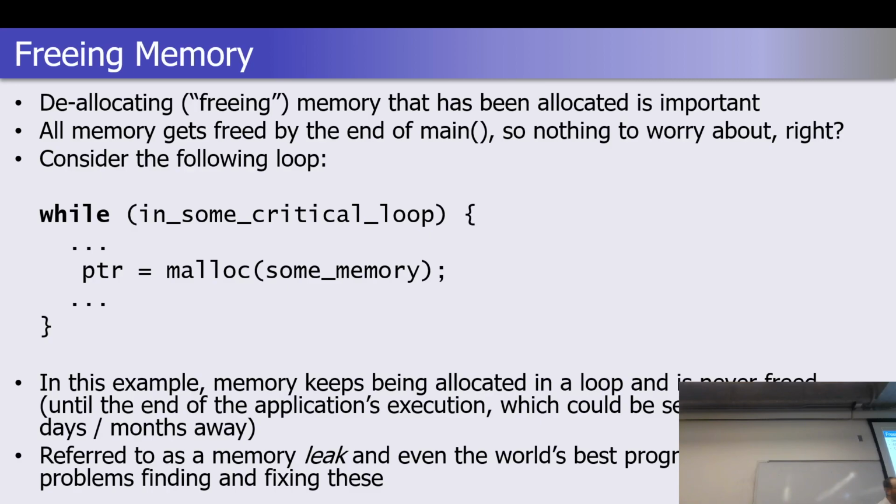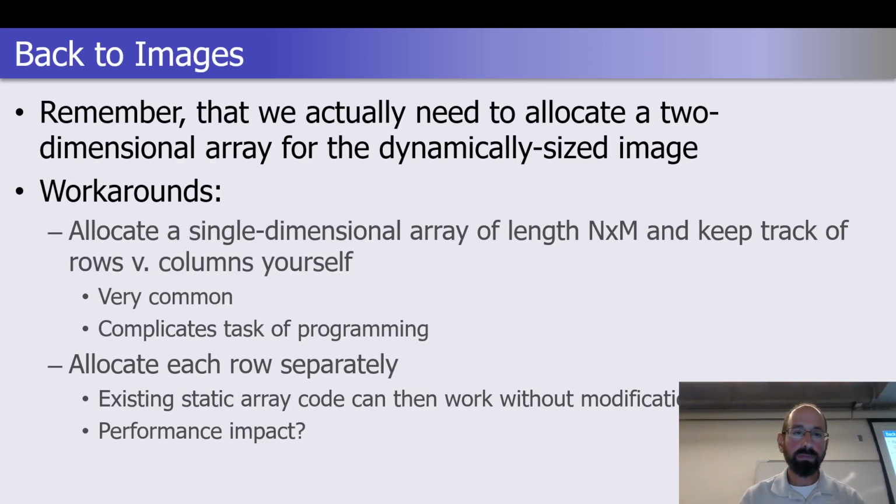We want to share these pointers around in our code, and at some point, someone has to be responsible for freeing it and detecting when that happens and doing that only when that's needed. That's a challenge with working with dynamic memory allocation. And finally, when we went back to the motivation for this, I was talking about two-dimensional arrays for dynamically sized images. And I haven't exactly shown you how to do that yet.